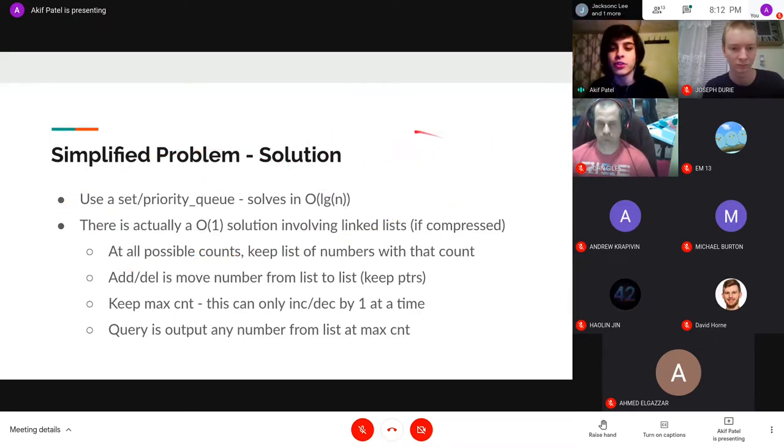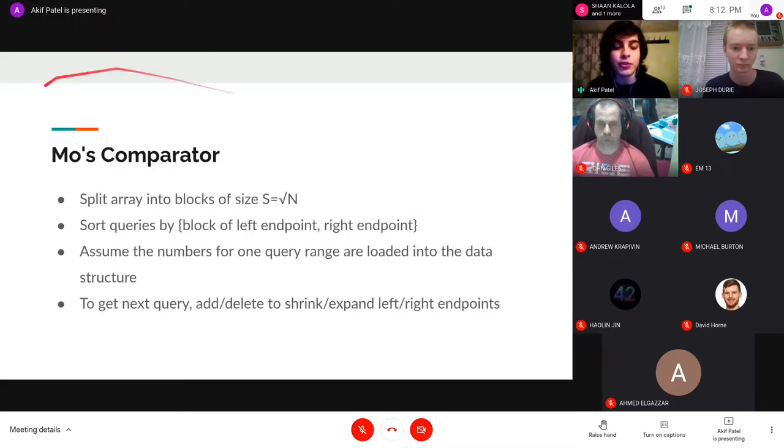So we have some solution to this simplified problem, either in log n or in O(1). Okay. So now I'm going to introduce the really smart part of this. It's called Mo's comparator. What Mo's comparator does is that it splits the array into blocks of size square root n. I'm going to call square root n equals s, and denote that by s. Then we're going to think of splitting the array into blocks of that size, okay?